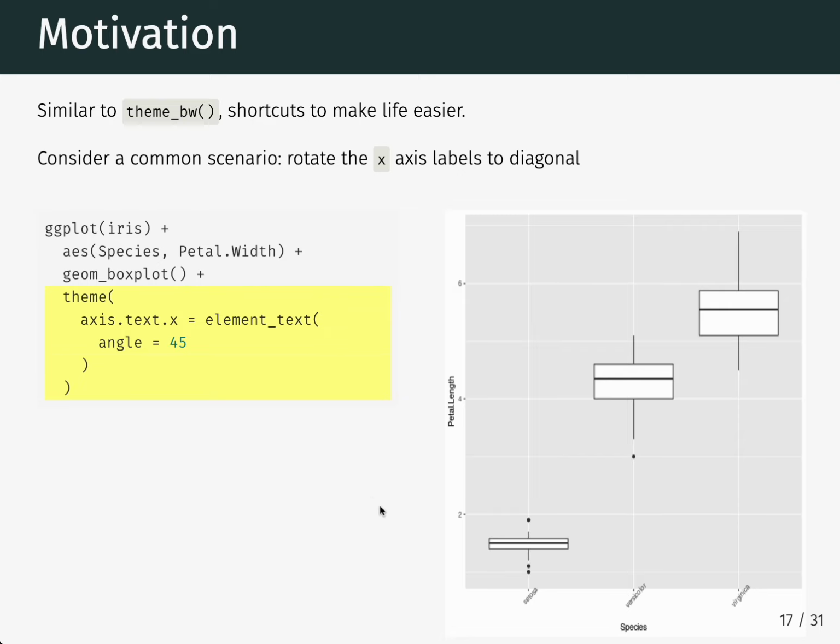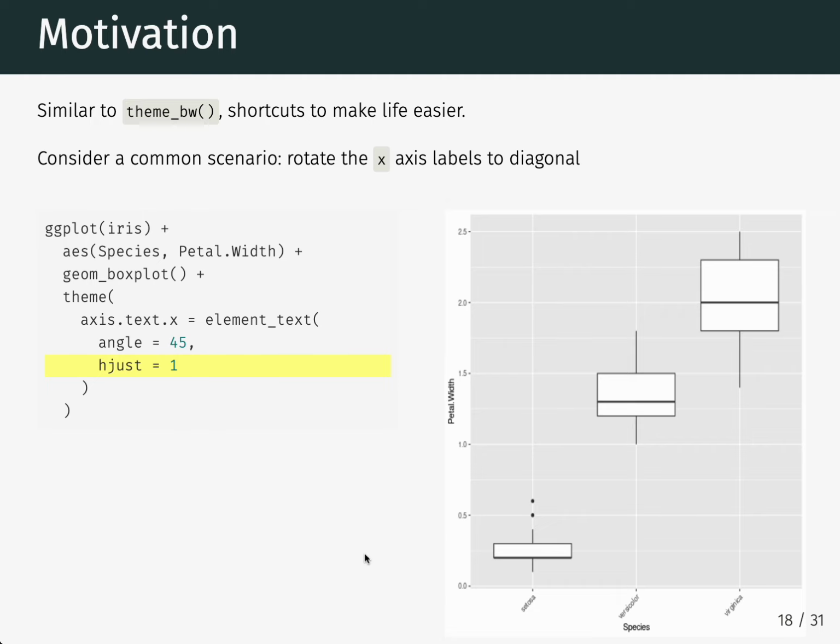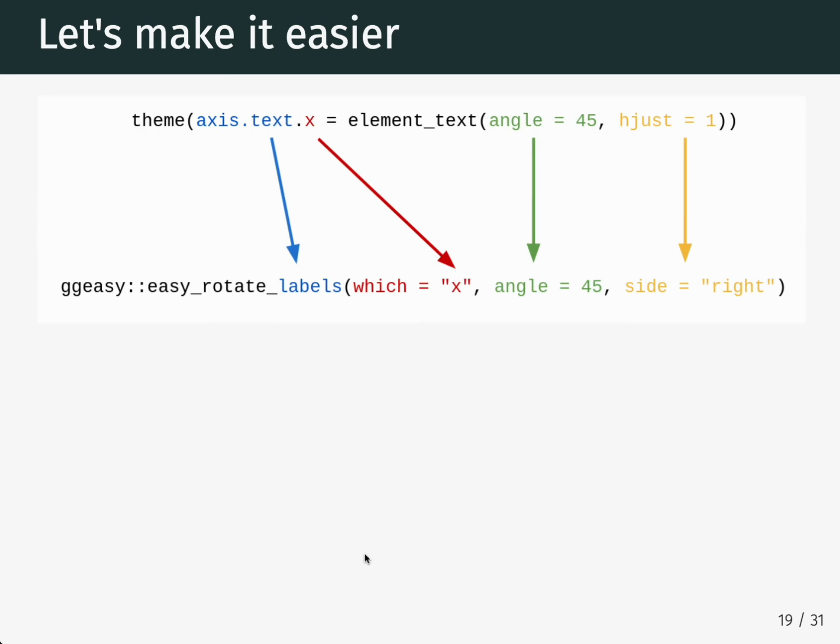Of course, this isn't quite perfect because these are centered. We also need to add a horizontal justification, or hjust, with the value 1. I forget what this value is every single time and need to Google it myself. So how could we make this easier? We could take what we want to change, the labels, which of them we want to change, the angle we want to change it to, and the side we want to align to.